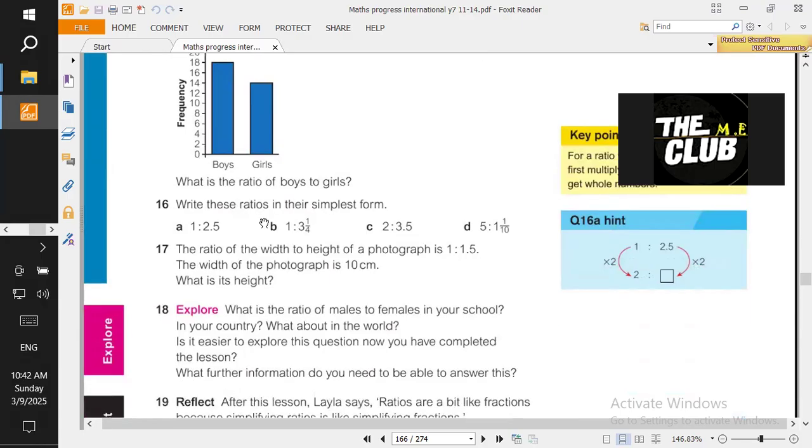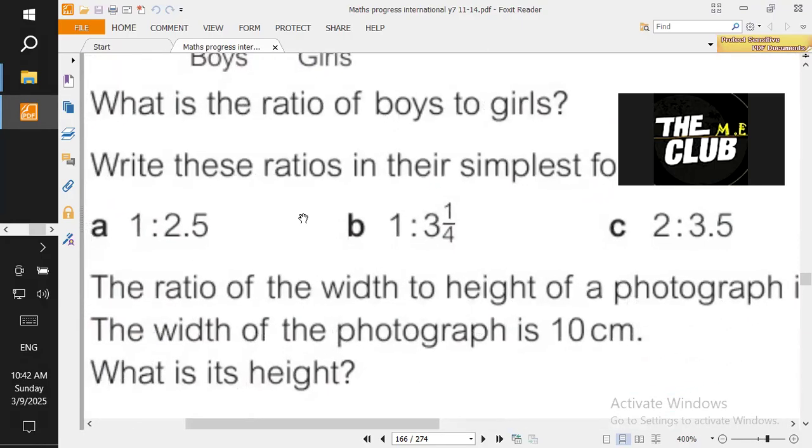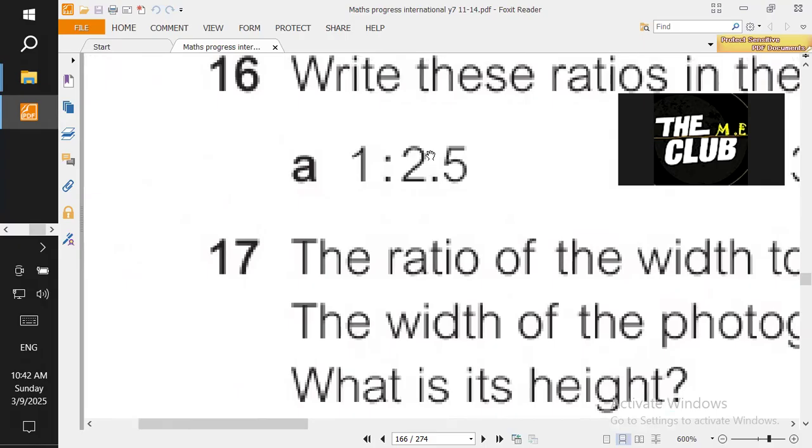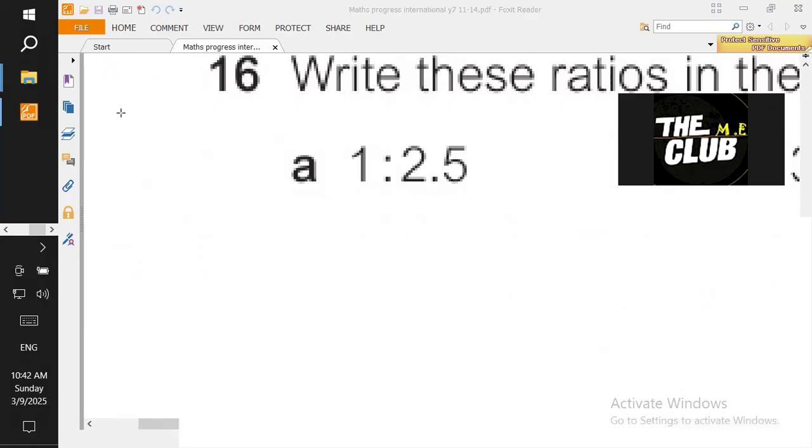Now, simplest form of ratios means no decimals, no fractions. So what does this mean? Let's take a look at this one. For example, you're going to write these ratios in their simplest forms. So first, let's cover this. It means no decimals. So here, 2.5, I need to multiply it by a number to make it a whole number. If I multiply 2 by 2.5, I will get what? Very good, I will get 5.